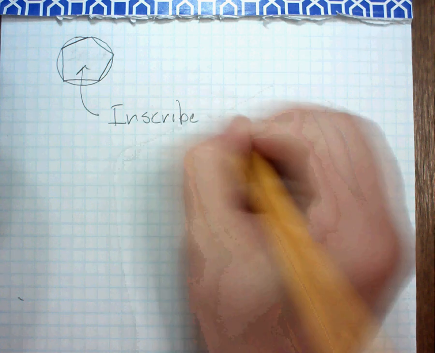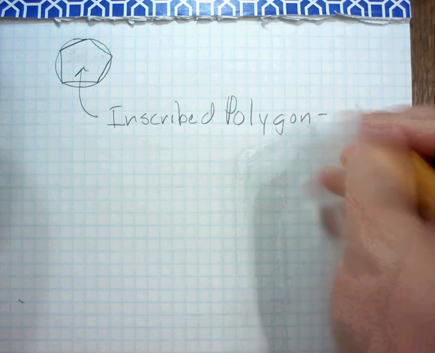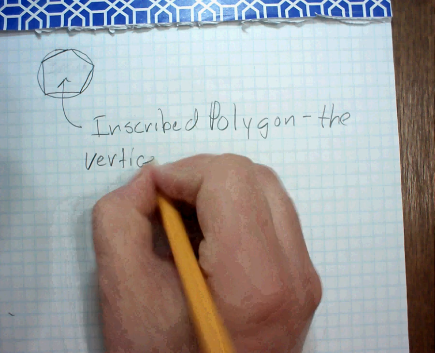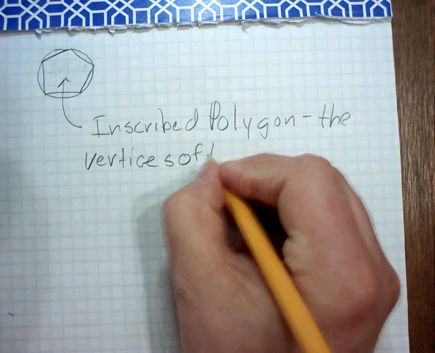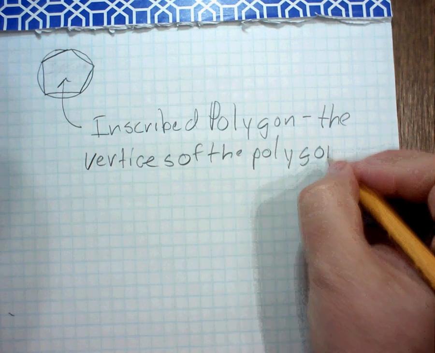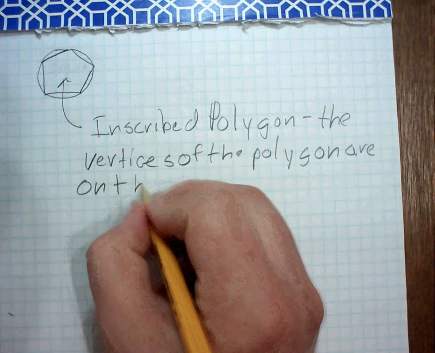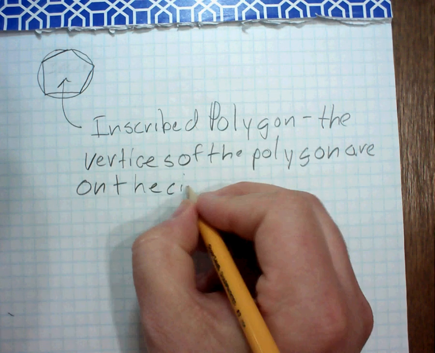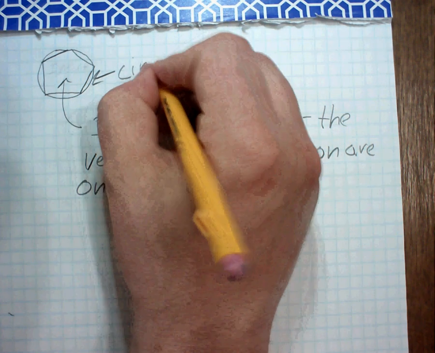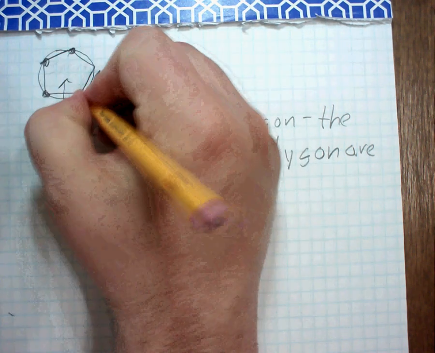Inscribed polygon. Why? Because the vertices of the polygon are on the circle. So this is my circle, and these are the vertices. So the vertices of the polygon are on the circle.